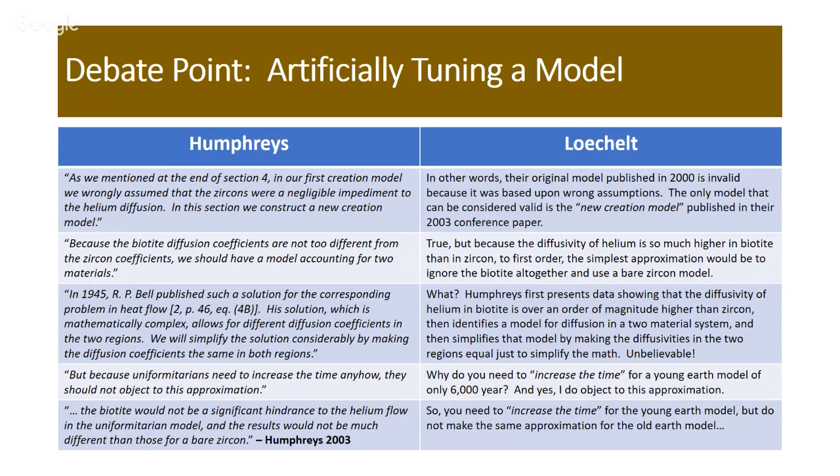And then to really top it off, he says the biotite would not be a significant hindrance to the helium flow in the uniformitarian model, and the results would not be too much different than those for a bare zircon. So he needs to increase time for the young Earth model, but then he goes back to a simple bare zircon model for the old Earth model. A very clear double standard. I will not comment more about that. You can draw your own conclusions.